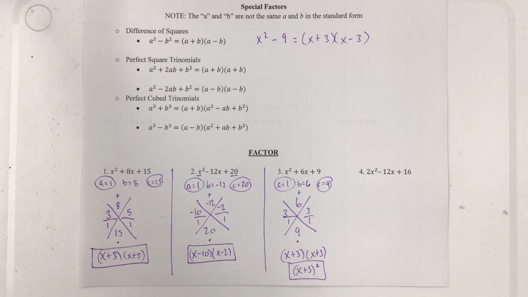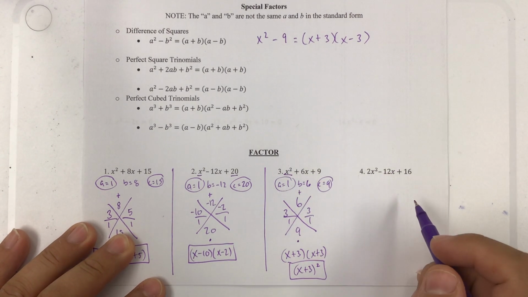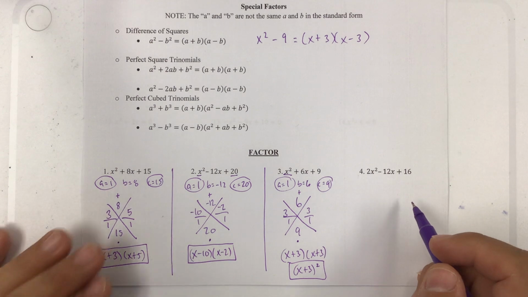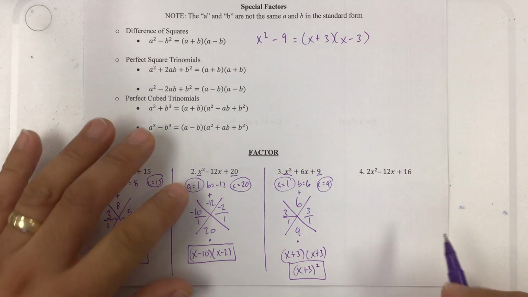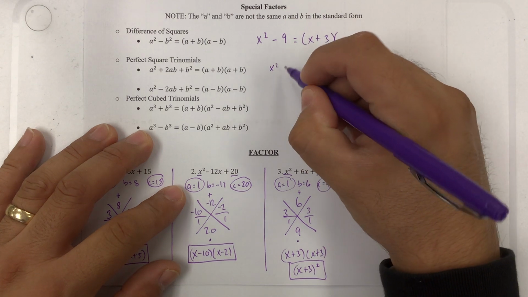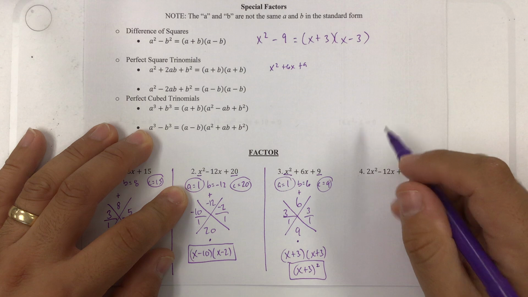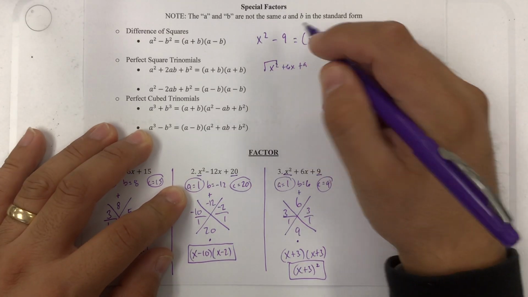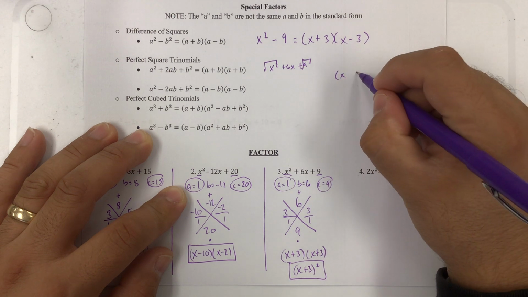Okay, so let's talk about how to do the shortcut on this. The first thing I want you to notice is, is it a special case? Well, first off, x squared is a perfect square, right? That's x times x. 9 is also a perfect square, which is 3 times 3. So right here, x squared plus 6x plus 9. We're going to take the square root of the first term, which is x, and the square root of the third term, which is 3.